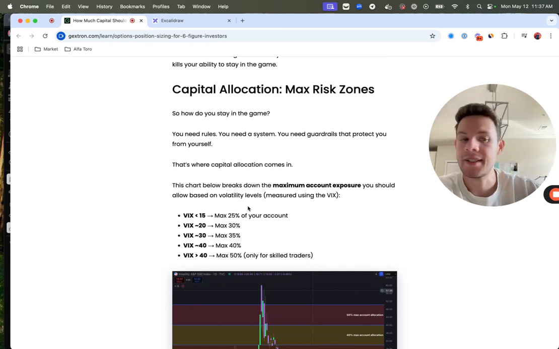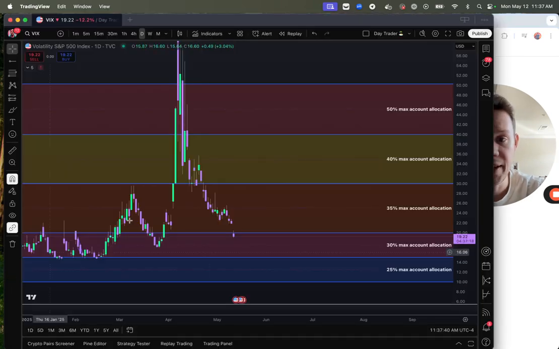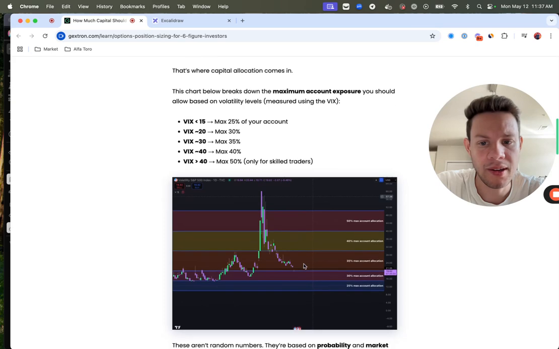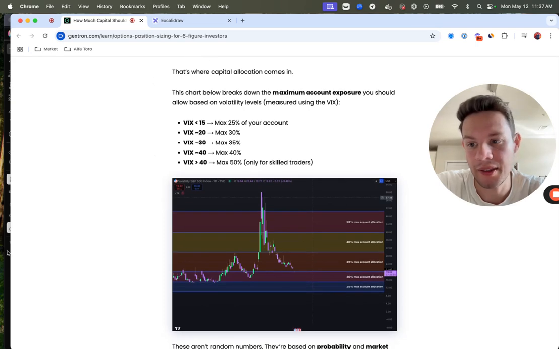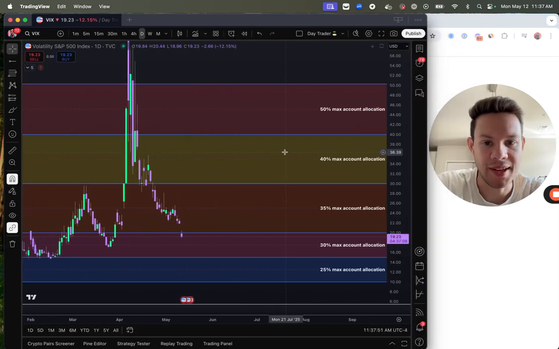We like to look at the VIX. It's really simple. We don't like to overcomplicate it too much. We look at different VIX levels and say this is how much of our capital we're allowed to allocate based on the VIX level. So let me pull up the VIX itself. This is the VIX. You can get this image in the article, which I'll put a link to in the description box. This is what it looks like.